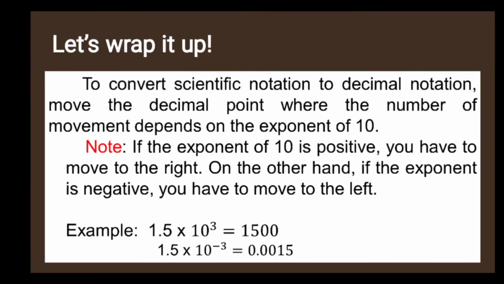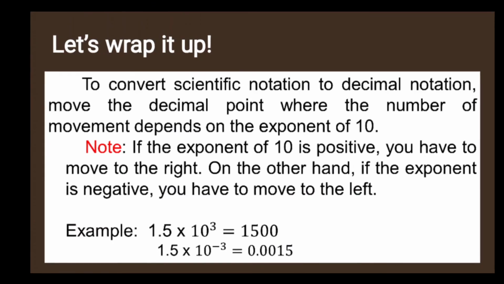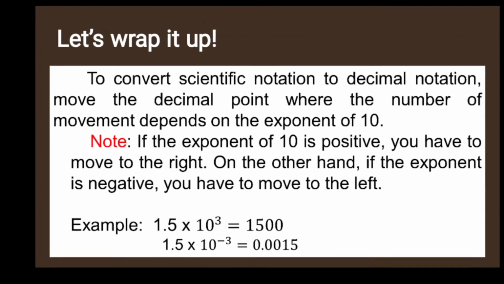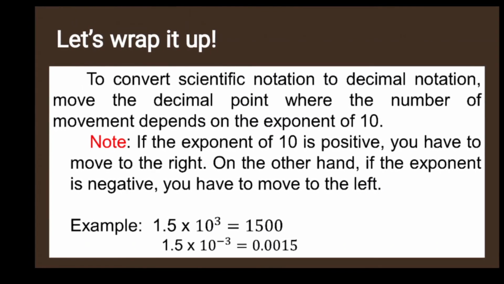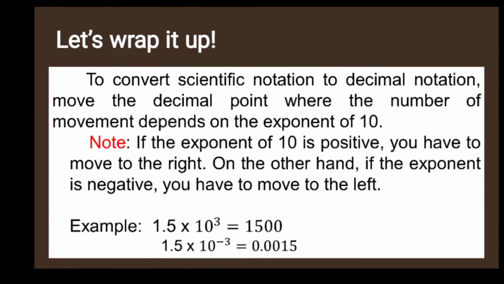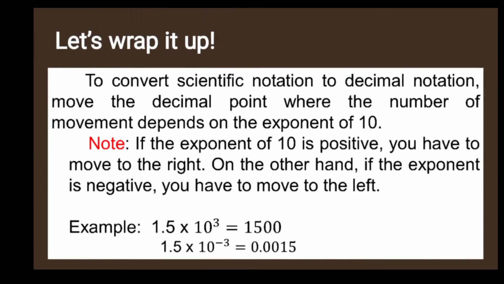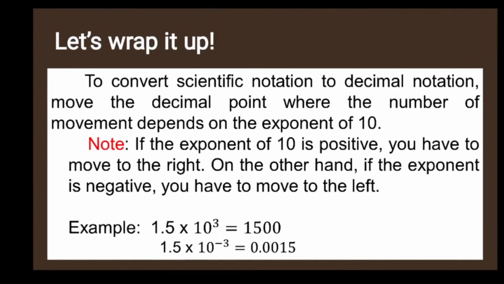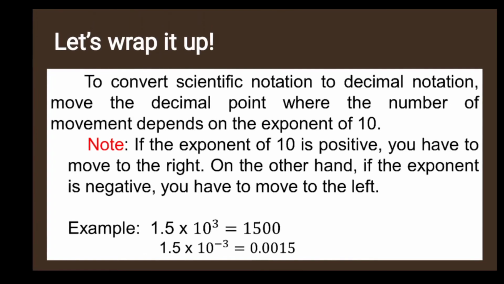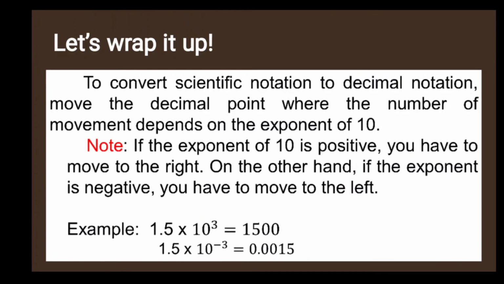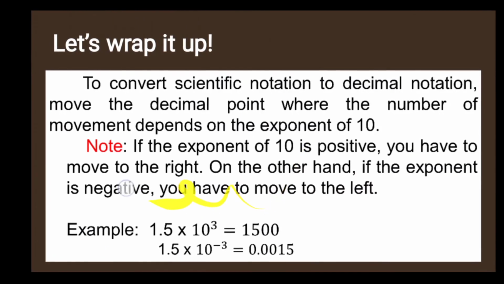So how about scientific to decimal? To convert scientific notation to decimal notation, move the decimal point where the number of movements depends on the exponent of 10. So if the exponent of 10 is 3, therefore you have to move 3 times. So note, if the exponent of 10 is positive, you have to move to the right. If negative, we have to move to the left.